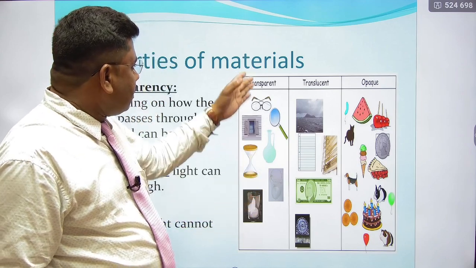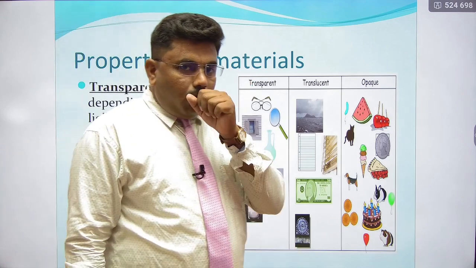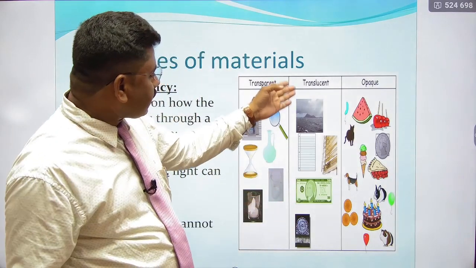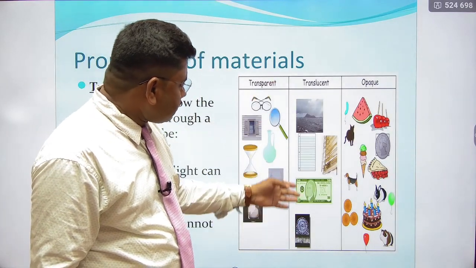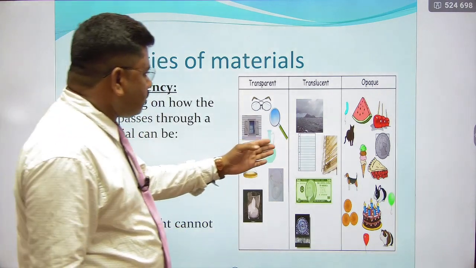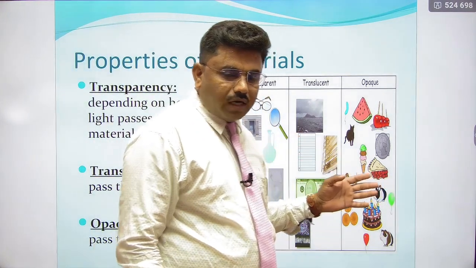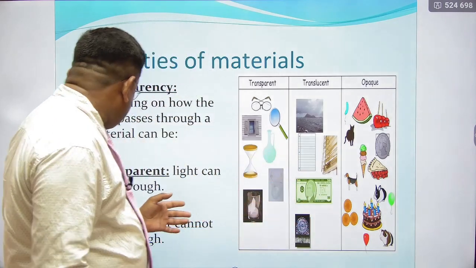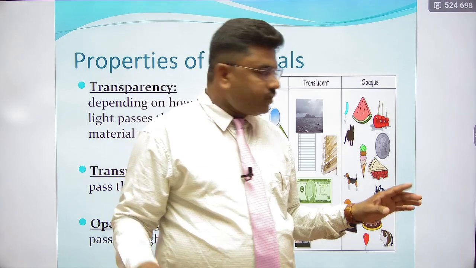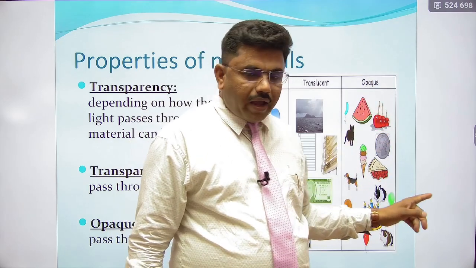These are some of the materials we have been using in our day to day life. Translucent means it transmits a little light but not completely. But in opaque, the light cannot pass through, those are the opaque ones.